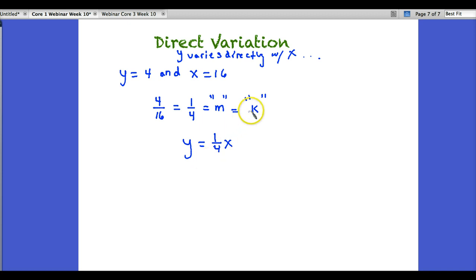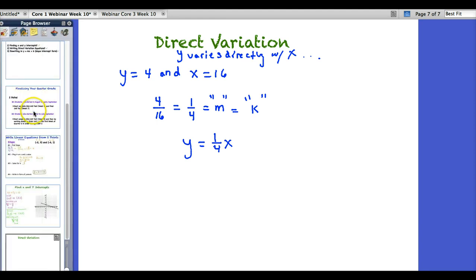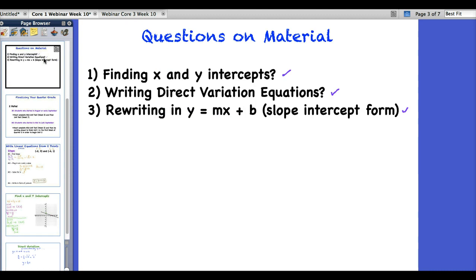The K is just another name for M. So it's really your slope, basically. But the nice thing about direct variation is you can just put 1y over 1x, and you have your slope. It's almost better. It's almost easier. All right, and last thing then, if you guys are good with that.